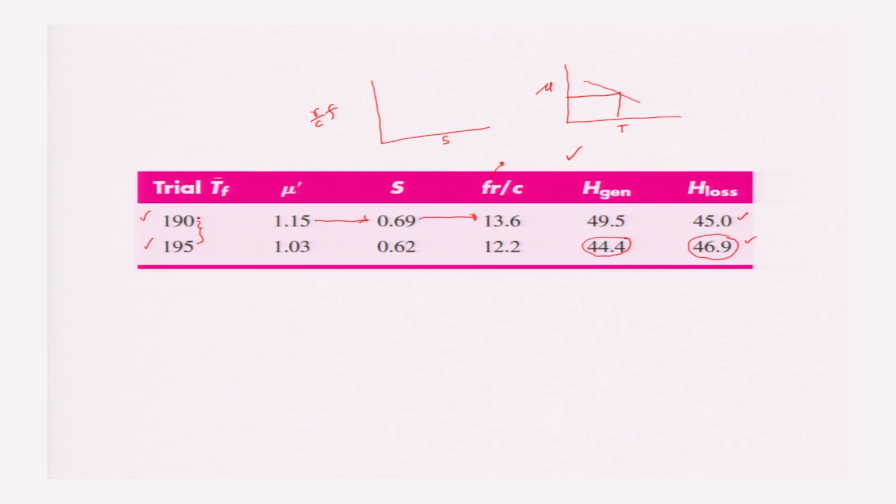Well, so by this hit and trial method, we get the appropriate temperature, and we will get the appropriate value of mu and the Sommerfeld number. So, the final Sommerfeld number which you will get will give you the performance parameters from the Raimondi and Boyd charts.